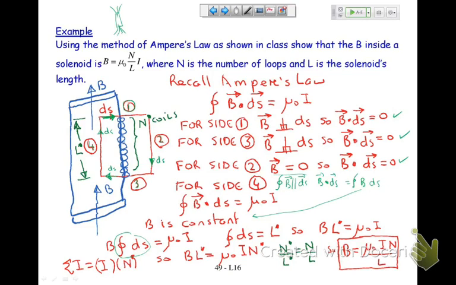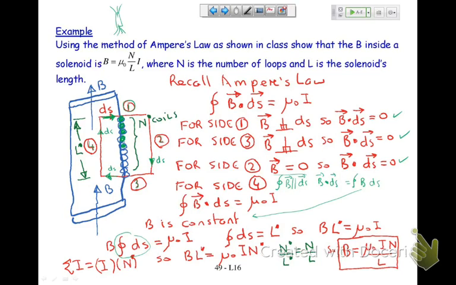My current flows there, but it comes round again there, and again there, and again, and so on. So it's not simply I. It's going to be 1 times I, and 2 times I, and 3 times I, and 4 times I, and 5 times I, and however many times I have. Let's call the number of turns, or loops, inside my rectangle n dash. So my expression now becomes B times L dash is equal to mu naught I times n dash.